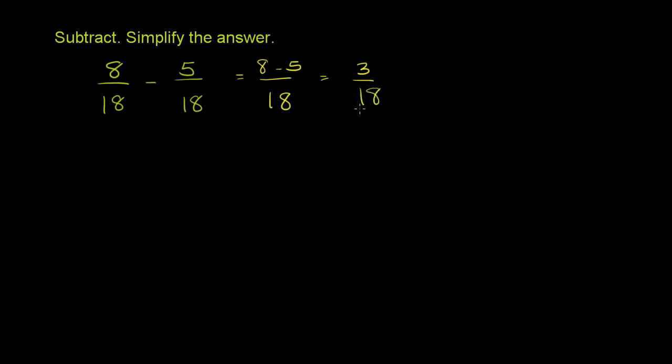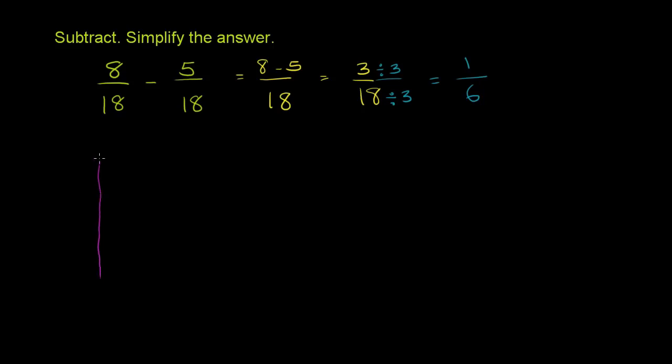3/18, which is the answer, but it's not completely simplified because both 3 and 18 are divisible by 3. So let's divide them both by 3. You divide 3 by 3, you divide 18 by 3, and you get 3 divided by 3 is 1, 18 divided by 3 is 6. So you get 1/6. And just to see this visually, let me draw 18 parts.